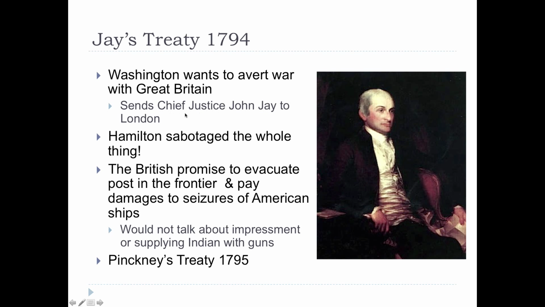America will send the Chief Justice of the Supreme Court, John Jay. Here's our guy, John Jay, again. He goes to England to negotiate a treaty, Jay's Treaty. This is Jay right here, a painting of Jay.